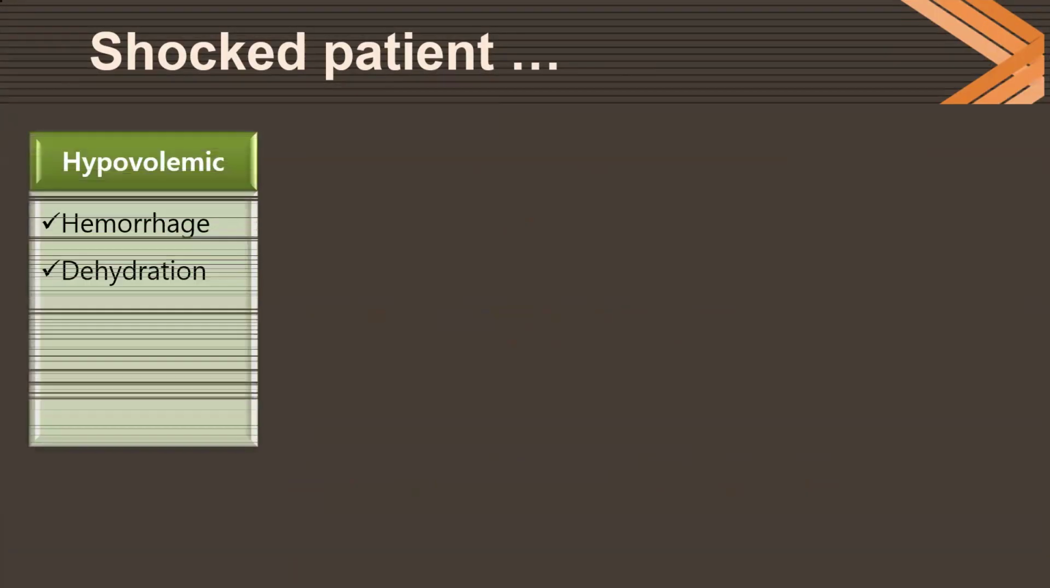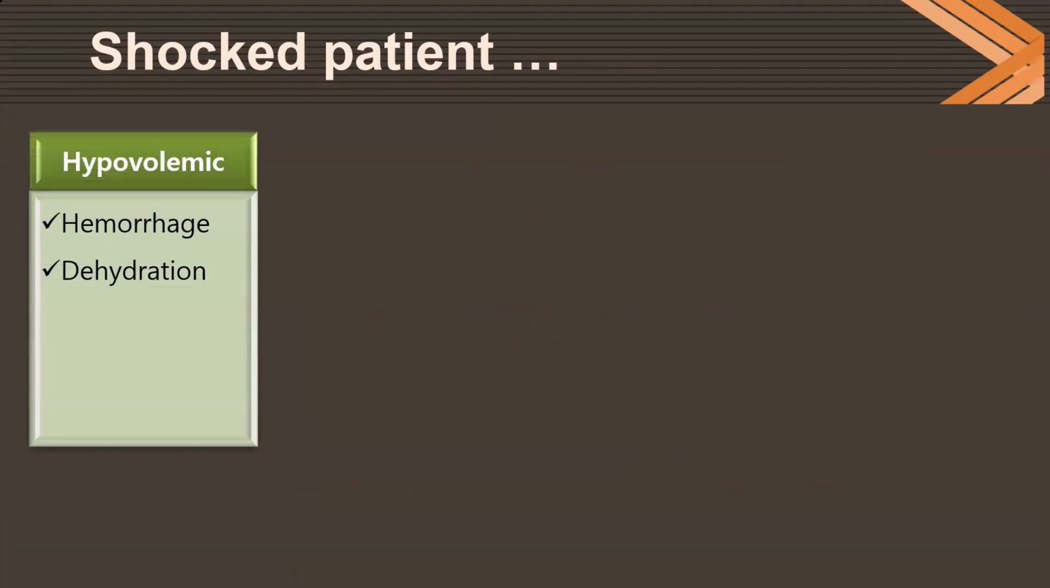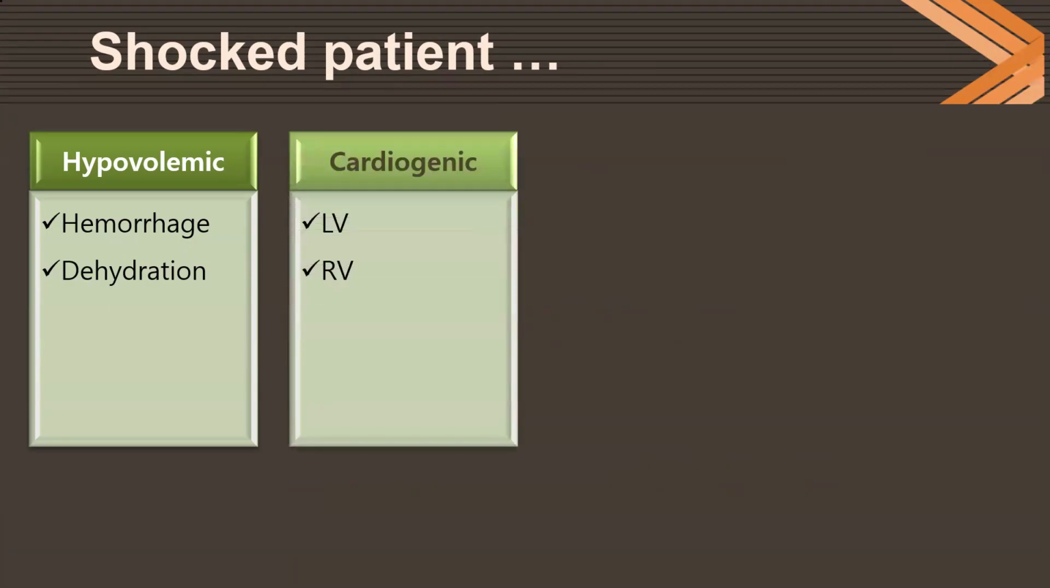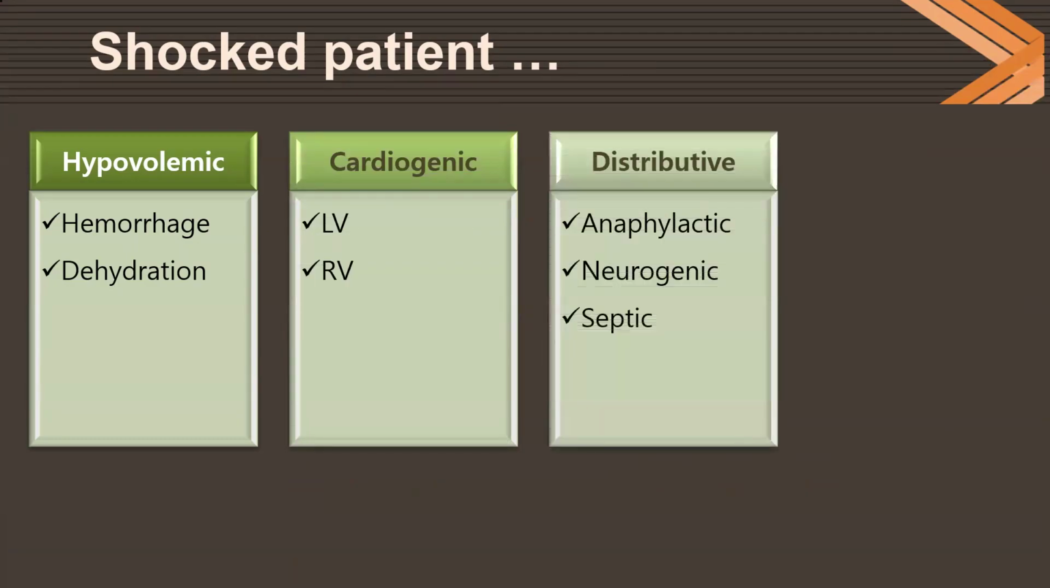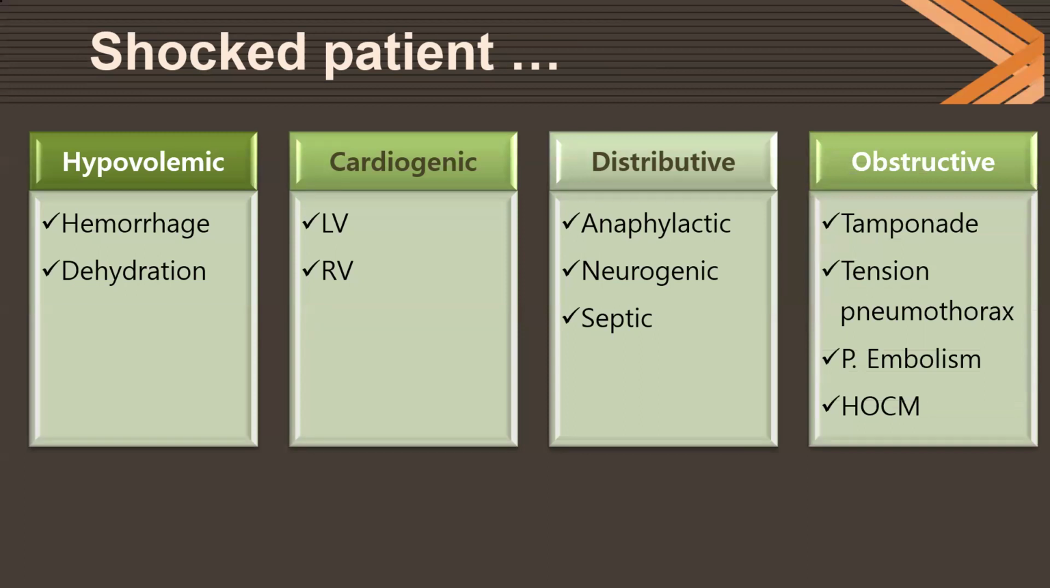Now let's talk about types of shock. The shocked patient could be in hypovolemia. So this is a hypovolemic shock, whatever the cause of this hypovolemia, hemorrhagic or dehydration or whatever. He could be in cardiogenic shock because of left ventricular or right ventricular failure. He could be in distributive shock because of anaphylaxis, neurogenic shock, or septic shock. And he could be in an obstructive type of shock, including tamponade, tension pneumothorax, pulmonary embolism, and hypertrophic obstructive cardiomyopathy.